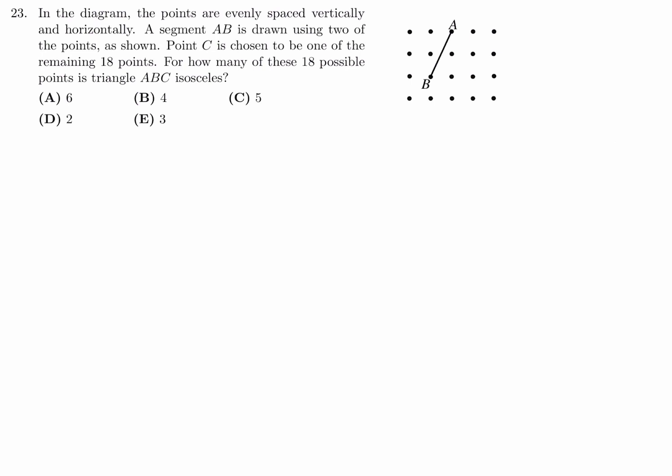In the diagram, the points are evenly spaced vertically and horizontally. The segment AB is drawn using 2 of the points as shown. The point C is chosen to be one of the remaining 18 points. For how many of these 18 possible points is triangle ABC isosceles?